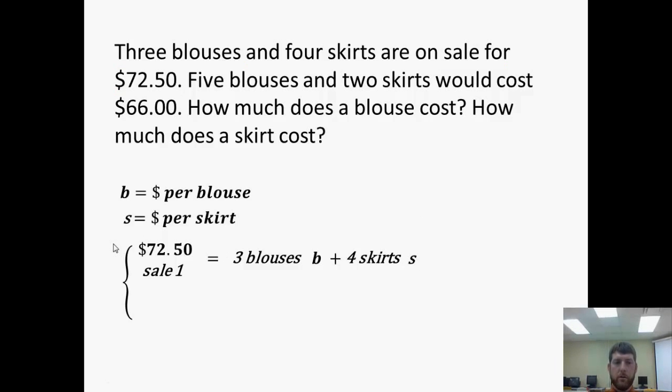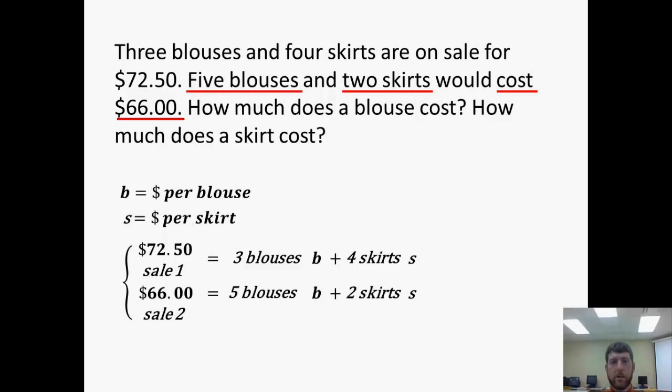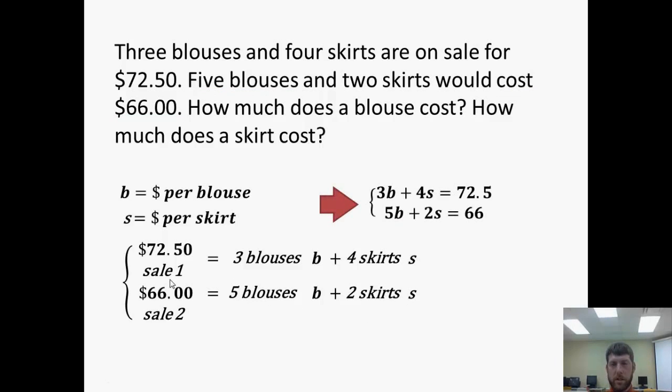Let's look at sale 2, and we see a total of $66. Adding up B and S, but since they're rates, we know the units don't match up. Dollars per plus dollars per does not equal total dollars. So we've got to get rid of that per by putting in the number of blouses and number of skirts. So that $66 came from 5 blouses and 2 skirts. So 5 blouses times the cost per blouse plus 2 skirts times the cost per skirt gives us our total cost. Clean it up. 3B plus 4S equals 72.5. 5B plus 2S equals 66.